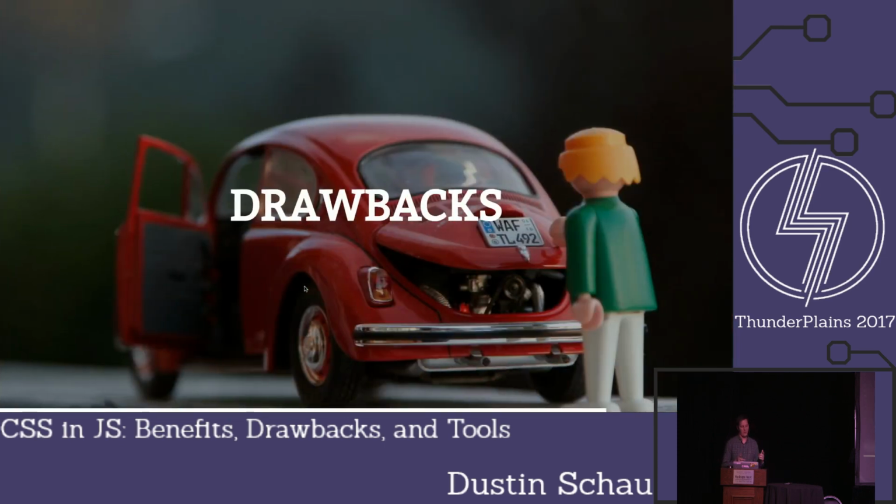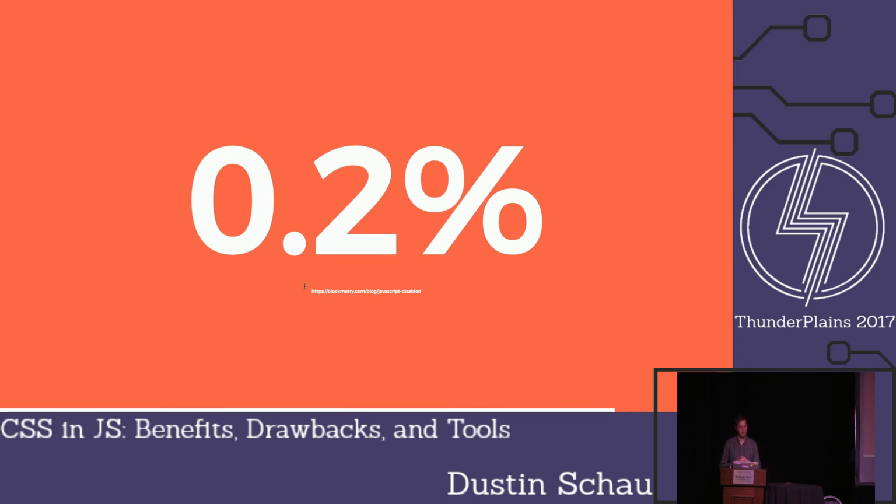So let's talk about drawbacks. There really aren't any silver bullets when it comes to front-end web technology. There is a library to do everything. And so while CSS in JS may seem like a great fit for most applications, there are certainly some drawbacks that are worth considering. So first and foremost, what do we do when JavaScript is disabled? And that can actually still be a concern.